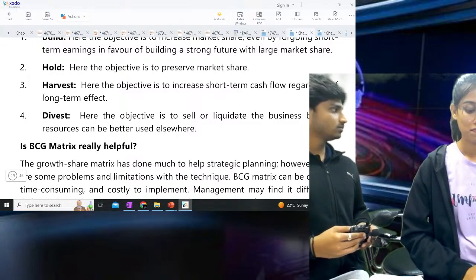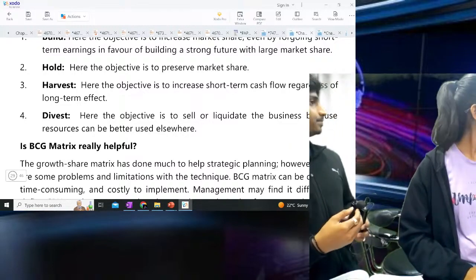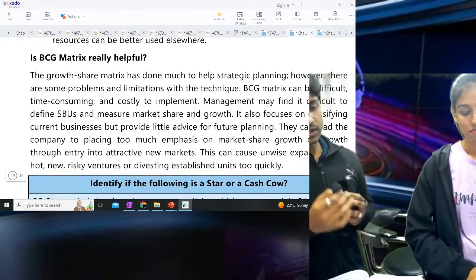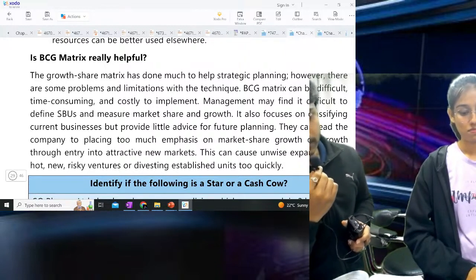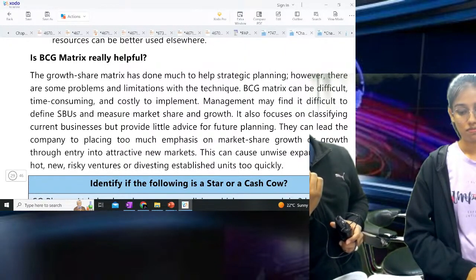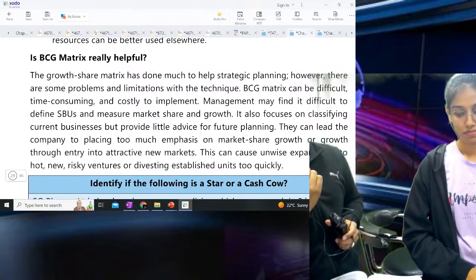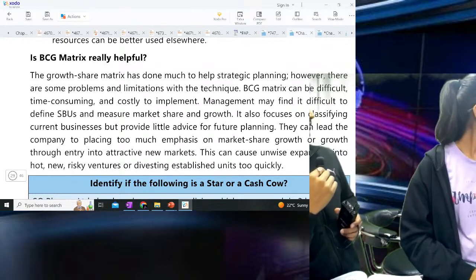Good metrics, but it has its own limitations. Topic is limitations. Is the BCG matrix really helpful? The growth share matrix has done much to help strategic planning. However, there are some problems and limitations. To solve all this, the next matrix will come in 10 minutes.